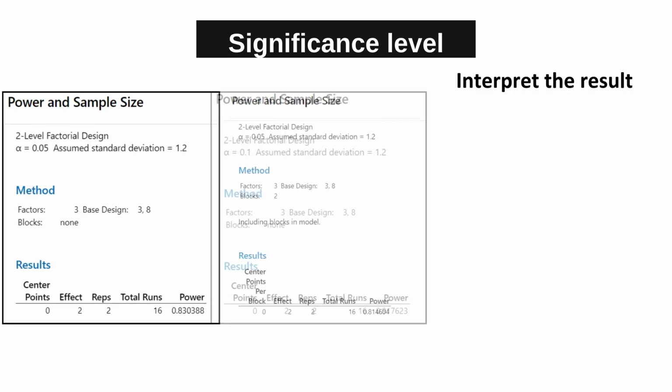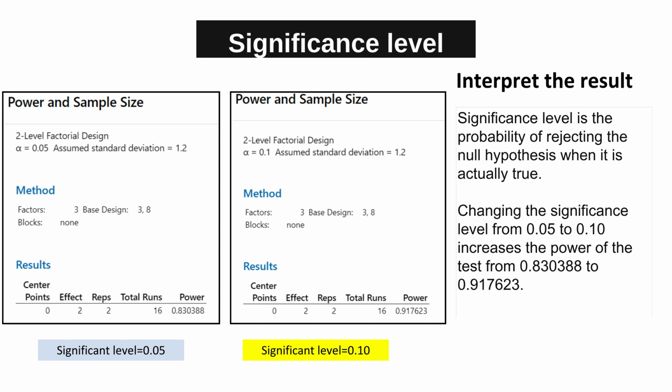The significance level in hypothesis testing plays a crucial role in determining the probability of making a type 1 error, which is the rejection of a true null hypothesis. By changing the significance level from 0.05 to 0.10, the power of the test increases from 0.830388 to 0.917623. This means that with a higher significance level, there is a greater probability of correctly rejecting a false null hypothesis, thus increasing the power of the test.